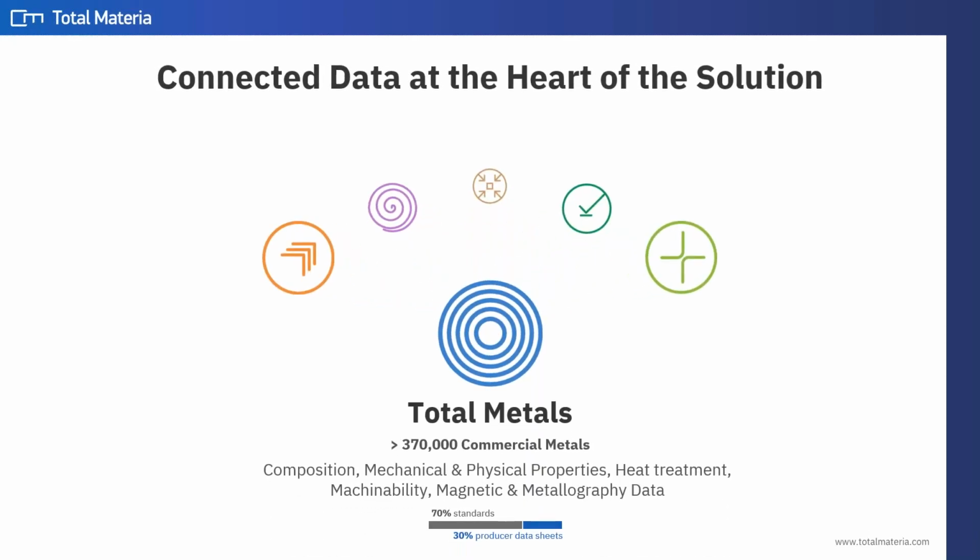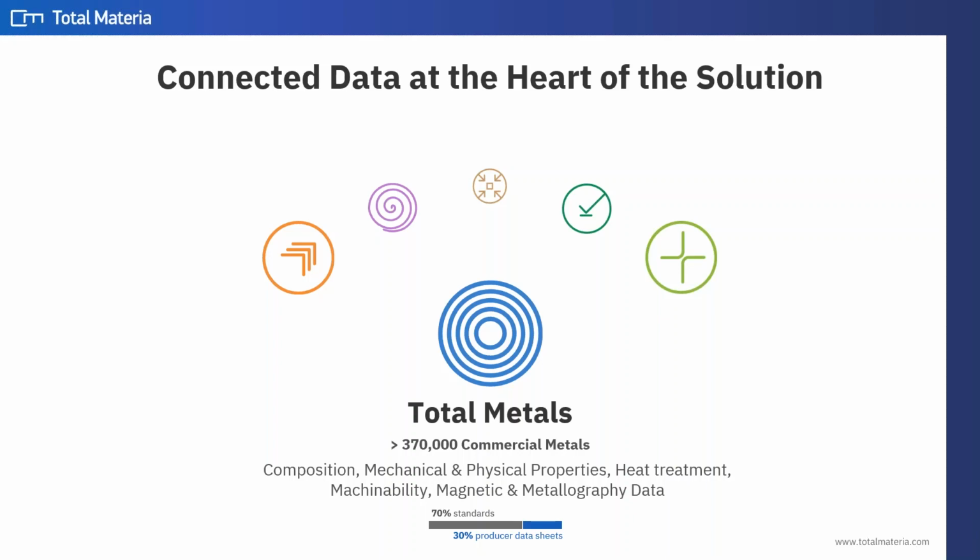Firstly, we have metallic materials information. We have over 370,000 commercial metals in Total Materia. And over there, you could find basic mechanical and physical properties, different heat treatment diagrams, machinability, magnetic, and metallography data in terms of different microstructure diagrams. And of course, to not forget, chemical composition. 70% of this information comes from standards, and about 30% comes from producer data sheets.